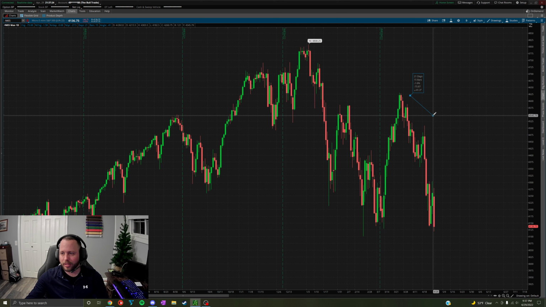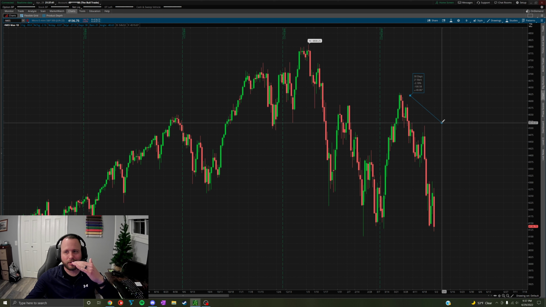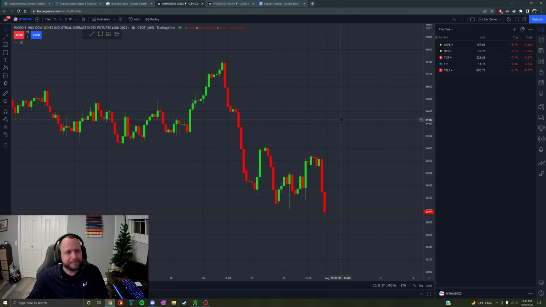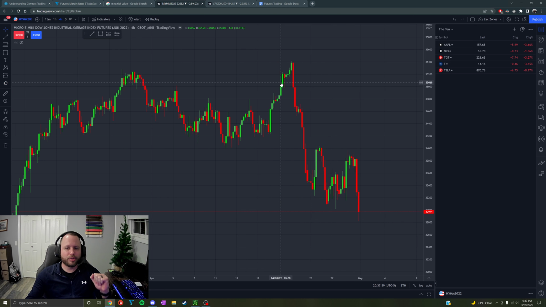I actually don't know what that is. Oh, it allows you to measure in non-point values or non-even. So like right now it's 99.8 points. MES cannot move 99.8 points because it can only move in 0.25 increments. One tick is 0.25 points, it's a quarter point. So you're never going to see a 0.58. So it's kind of weird that it allows you to measure like that, but TOS is weird. So that's how you measure that.